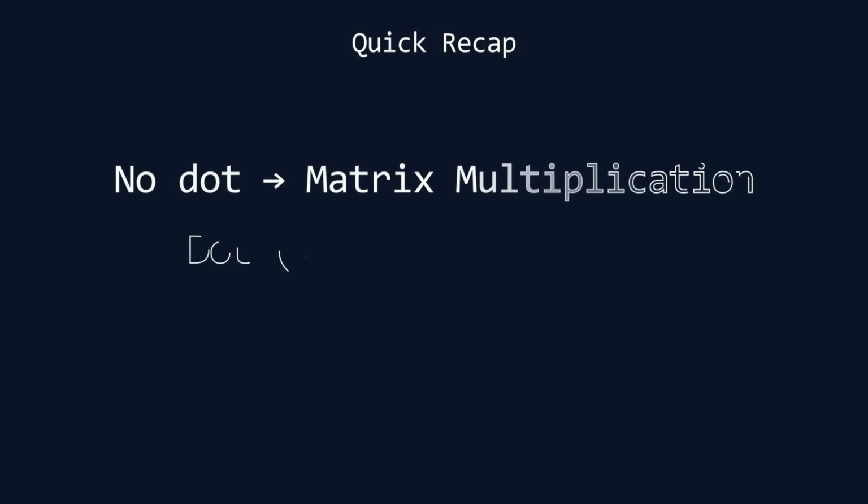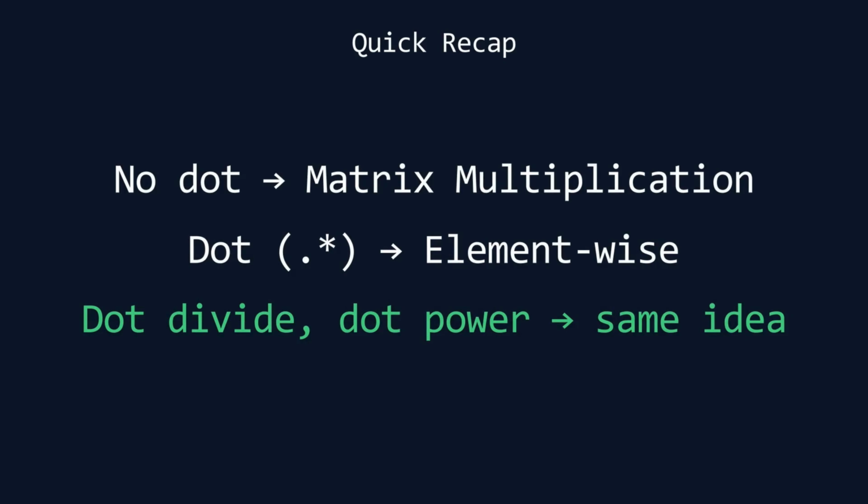Quick recap. No dot, matrix multiplication. With a dot, element by element. Same thing for dot divide, dot power, all of them. Understanding this saves you from like 90% of errors.